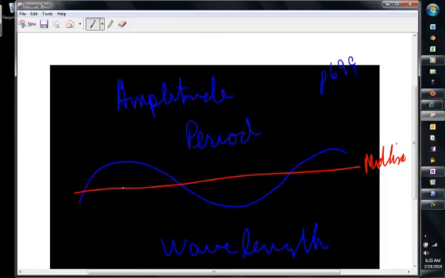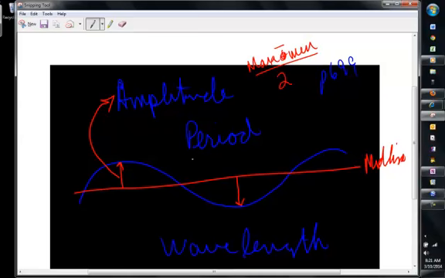This is the midline of the wave, or of the disturbance. The amplitude is the distance from the middle to the top, or from the middle to the bottom. You can also find the amplitude by taking the maximum minus the minimum and dividing by 2. That would be the amplitude. So, we're going to do some examples of amplitude in just a few minutes.